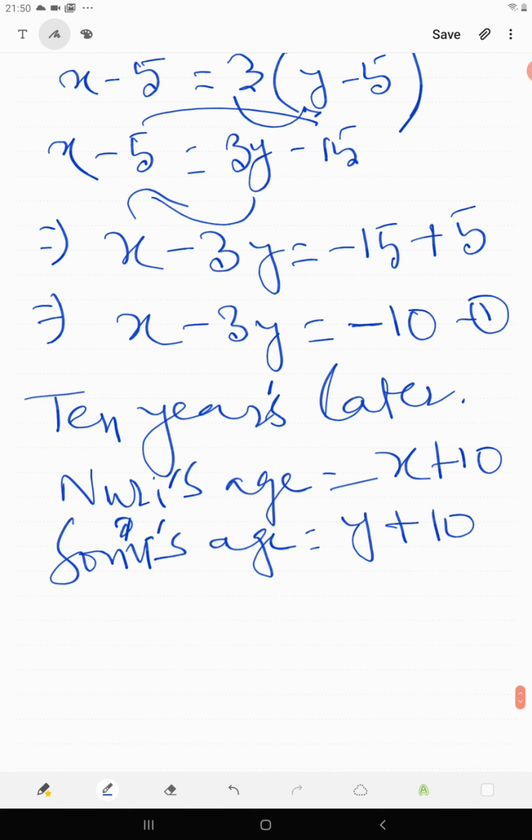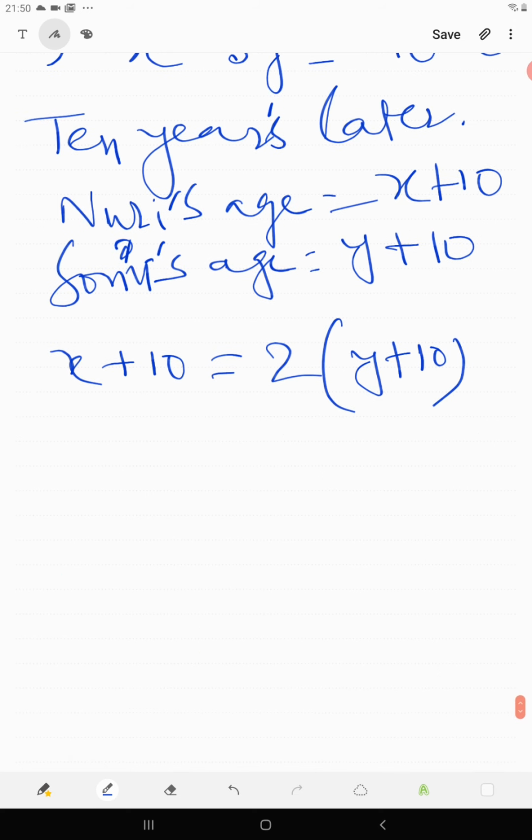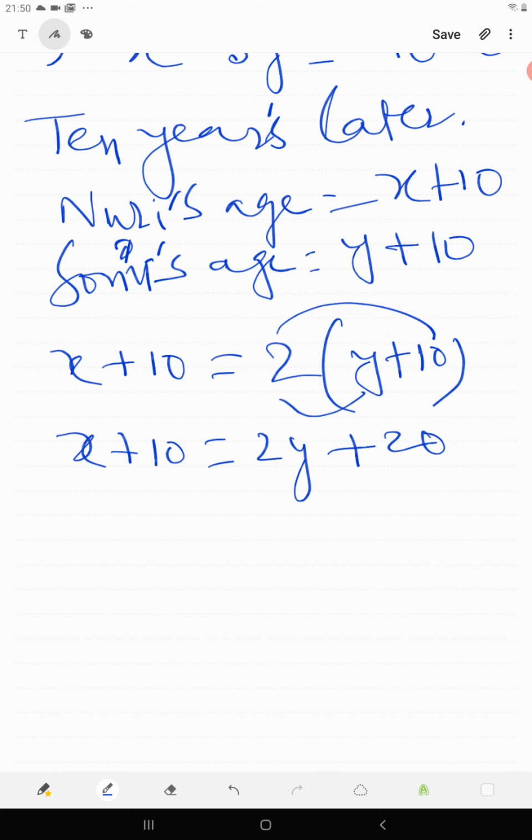Now the next portion will give us an equation. Noori's age will be. So stop over here. Will be is again a helping verb, so we'll stop over there. That will give me equal to. So Noori will be, now what is the thing? Twice as old as, so 2 times the Sonu's age. Twice means 2 times. 2 into y plus 10. So this one will give me x plus 10 equals to 2 into y plus 10. So 2 will be multiplied with y, 2 will be multiplied with 10 also. So 2y plus 20. Okay.